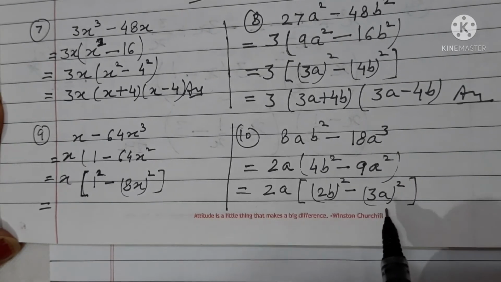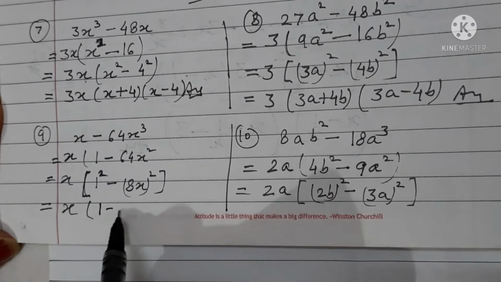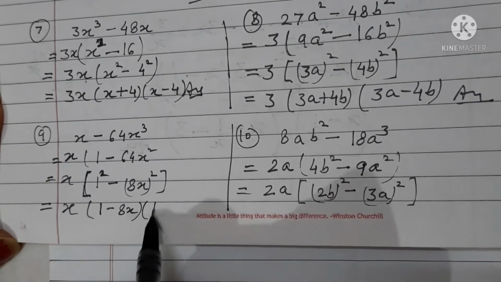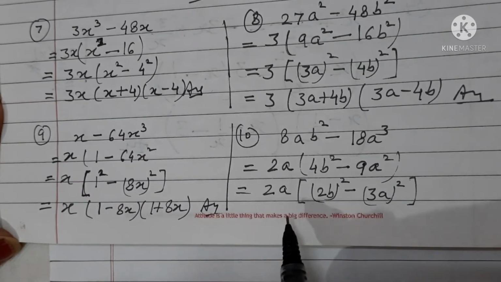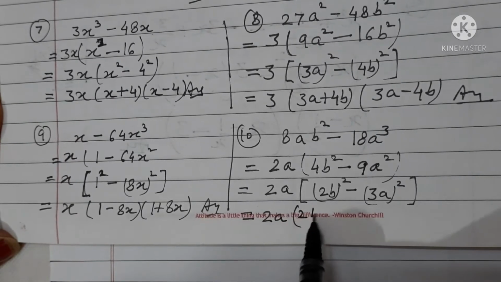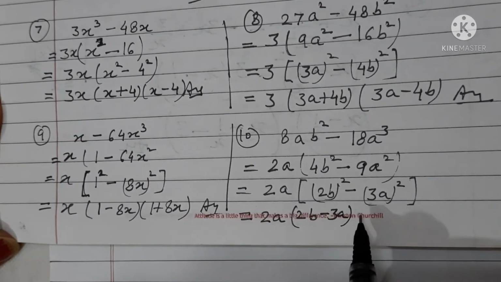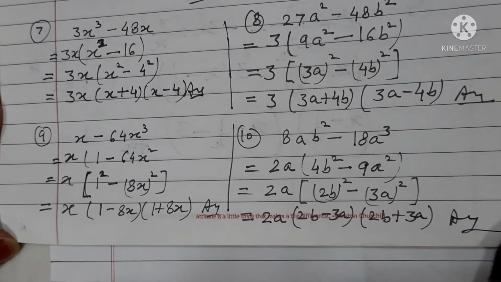Now use the identity. This becomes x, (1 minus 8x) and (1 plus 8x). Answer. And for this, 2a, (2b minus 3a) and (2b plus 3a). Answer.